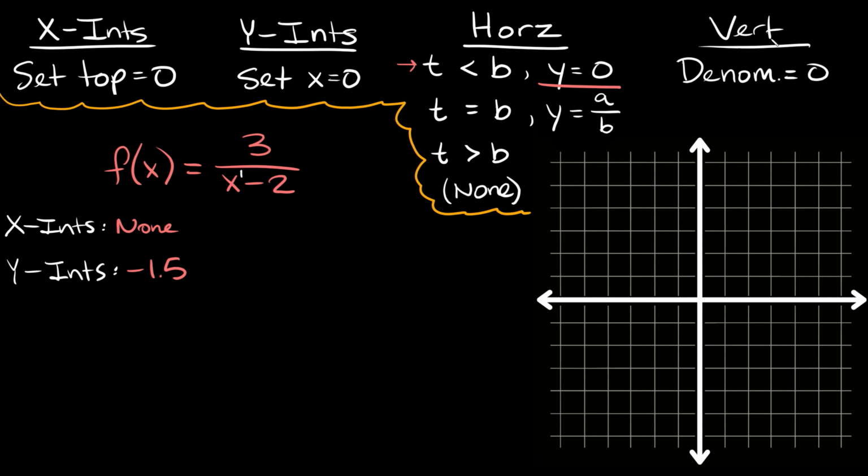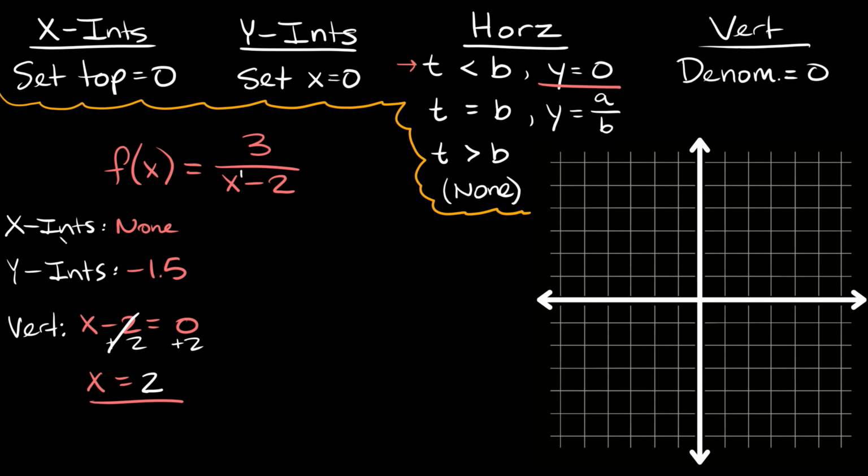Now, lastly, in order to find the vertical asymptote, we just need to set the denominator equal to 0. For the vertical asymptote, the denominator is x minus 2, so we'll simply set that equal to 0. Solving for x here, we can add 2 to both sides, those cancel out, and we get that x is equal to positive 2. Okay, great. So now that we found our intercepts and our asymptotes, let's graph these.